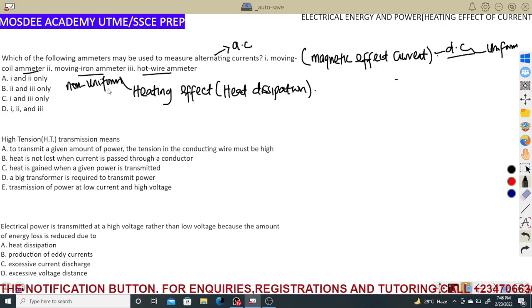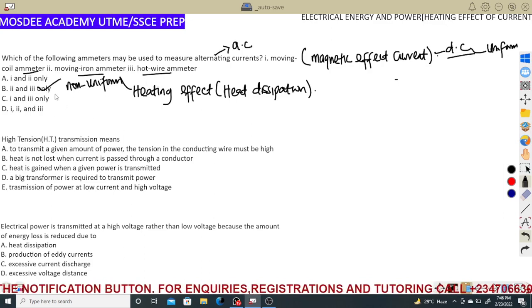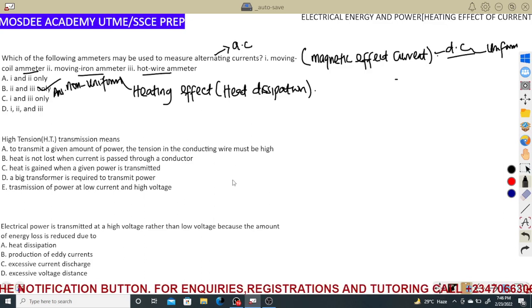I don't think there is an option there. Roman figures 2 and 3. Okay, option B. That's the answer. And that is the way it is.